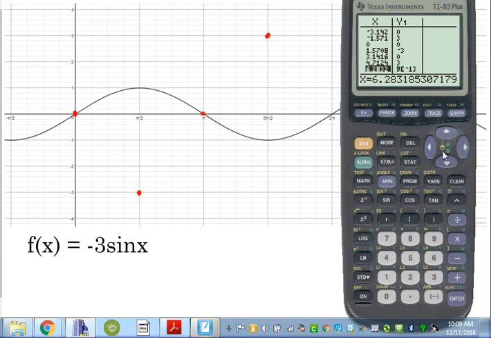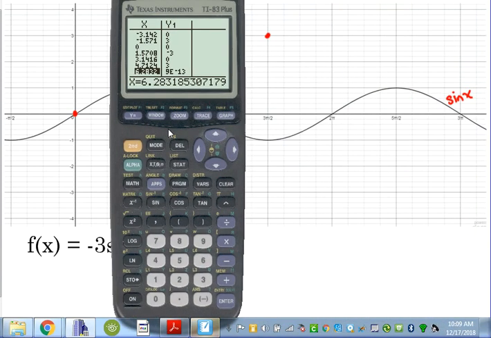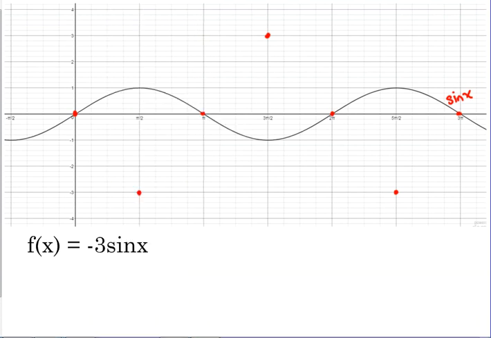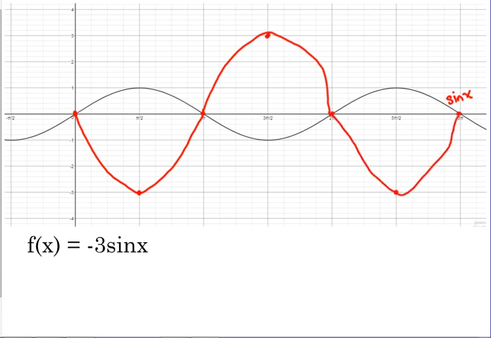I can keep going. It gives me a really weird number, but it's supposed to be 0. Remember, that's scientific notation. When you see that big of a number following that capital E, it's scientific notation. Then I'm back at -3, then I'm back at 0. So I keep the same shape. I've just flipped it over and made it taller. That's all that's happened here. I'm not doing a very good job of drawing, but you get the idea.